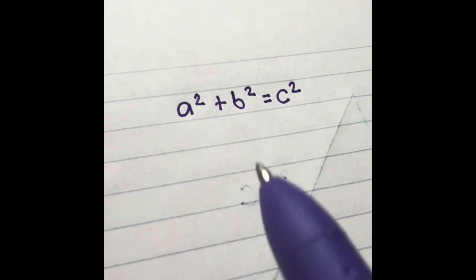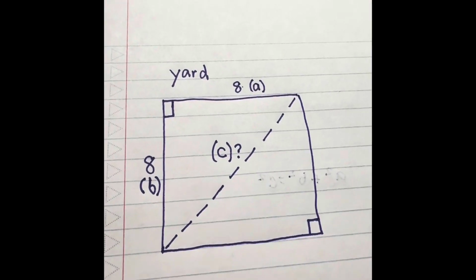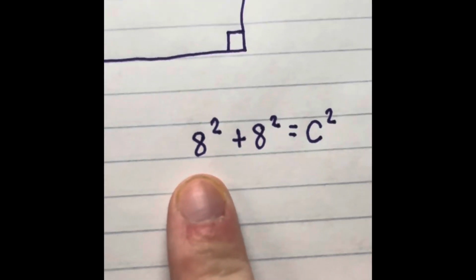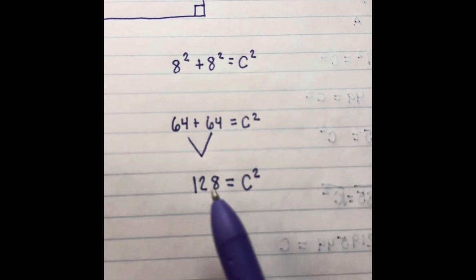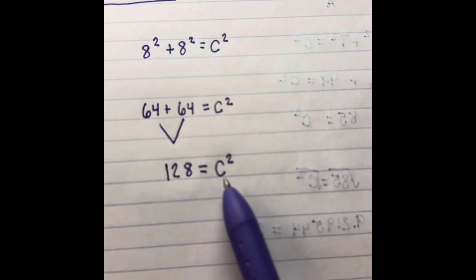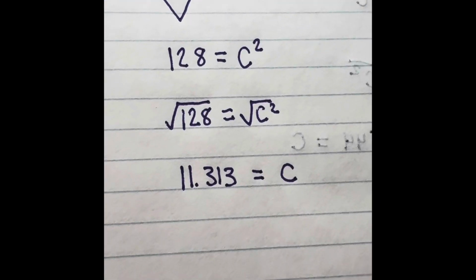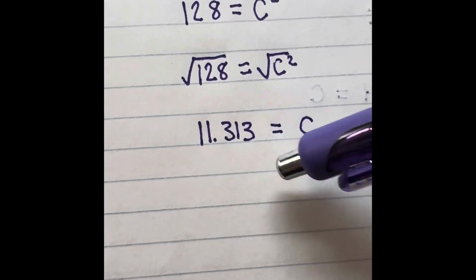So we're going to use the formula to solve for this. Here we have our problem set up. A squared, which is 8, plus B squared, which is also 8, equals C squared. So 64 plus 64 is 128. Now to find C, we must take the square root of both of these. After doing the square root of 128, we get 11.313 for C.